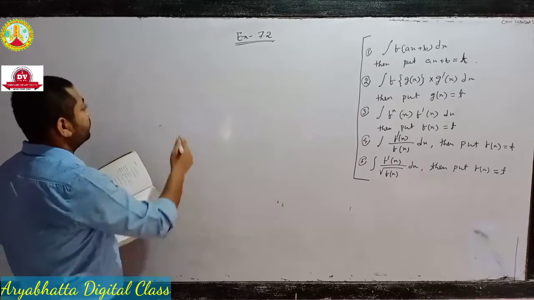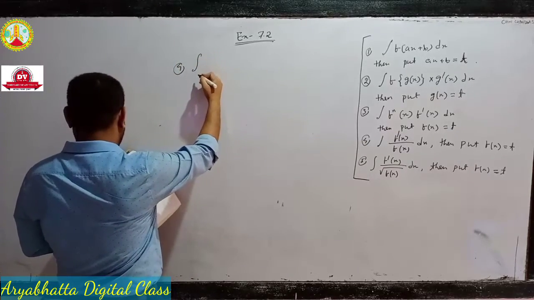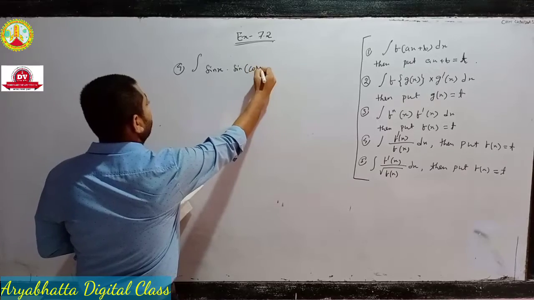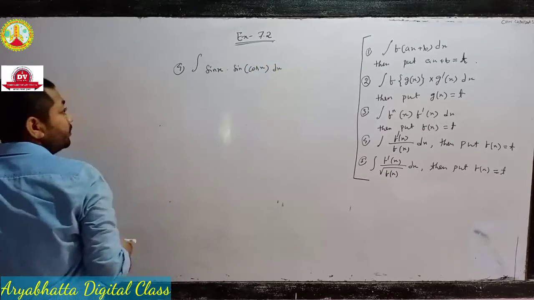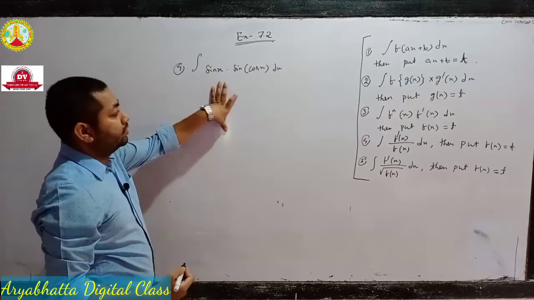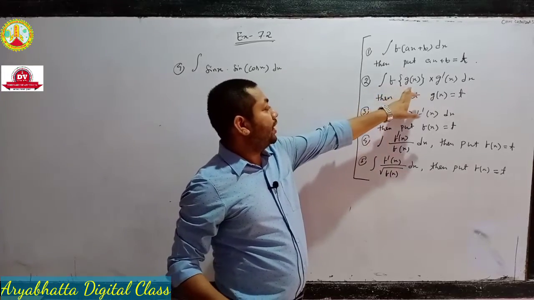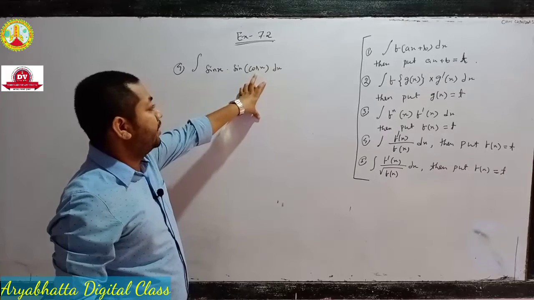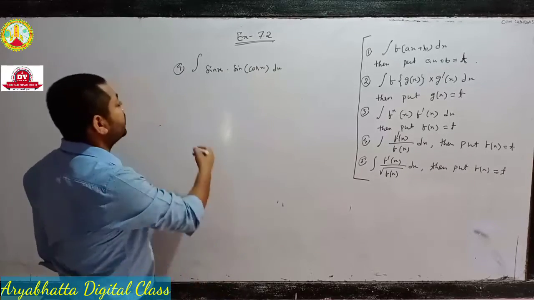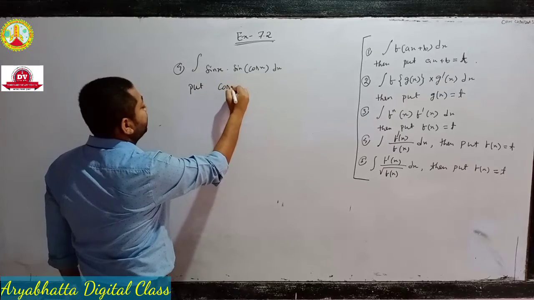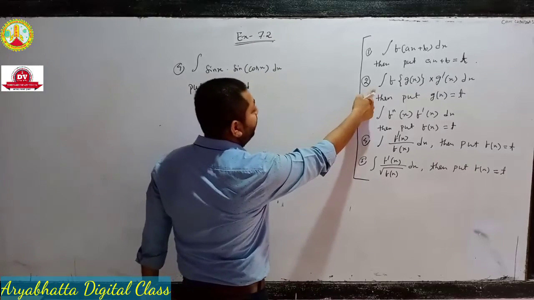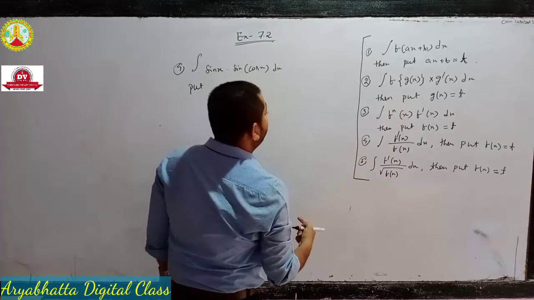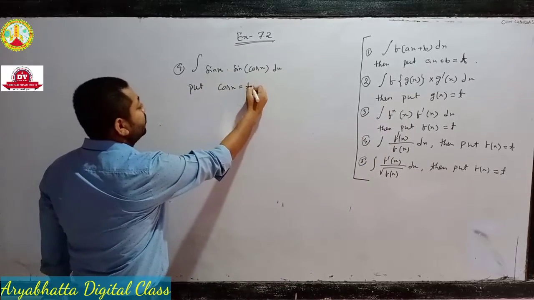Question number 4. Integration of sin x into sin (cos x). This function is of the form integration f of g of x into g dash x dx. So put g of x equal to t. Here g of x is cos x. Therefore we put cos x equal to t.